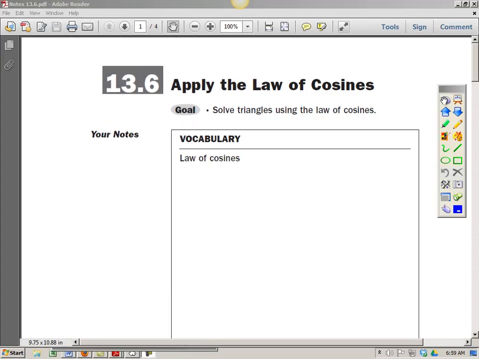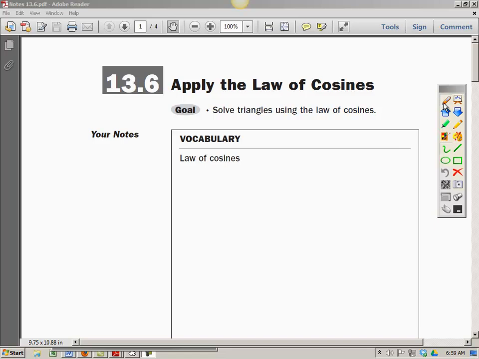Hey guys, the sixth and final lesson of chapter 13 is called Apply the Law of Cosines. Now the law of cosines is different than the law of sines that we learned in the previous lesson. When we talk about law of cosines, obviously we're going to be using the cosine function. I'm not going to take a lot of time in this box to explain law of cosines. We're going to see it a little bit down below.